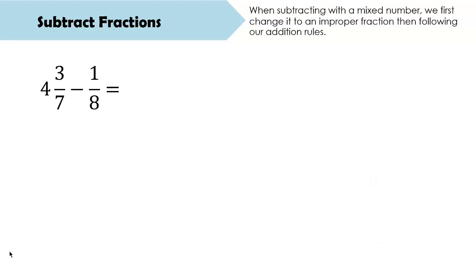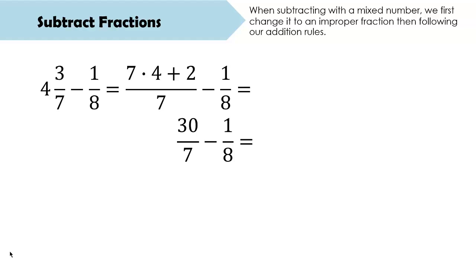So what happens if I have a mixed number? We're just going to change the mixed number to an improper fraction. So I took 7 times 4 plus 2 over 7. Remember, we don't change the denominator. 7 times 4 plus 2 is 30 over 7 minus 1/8.